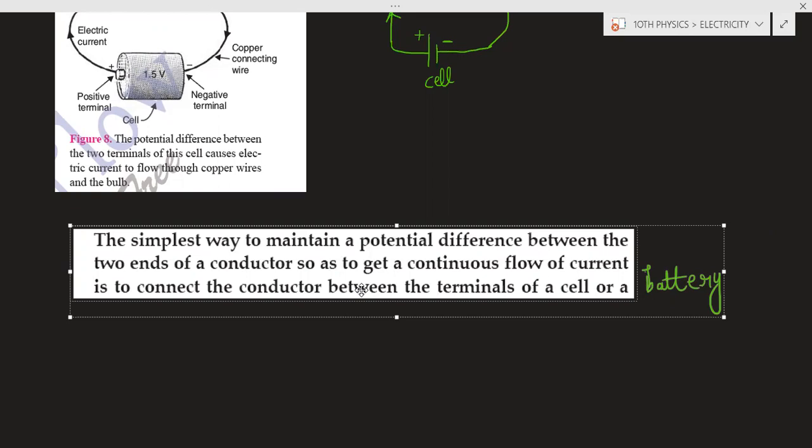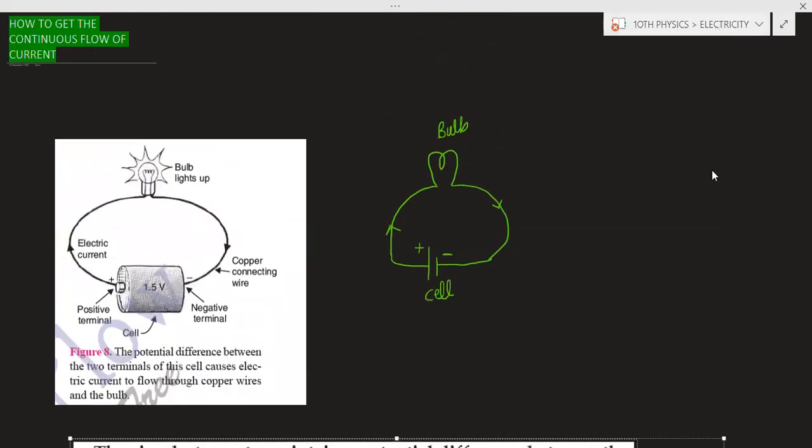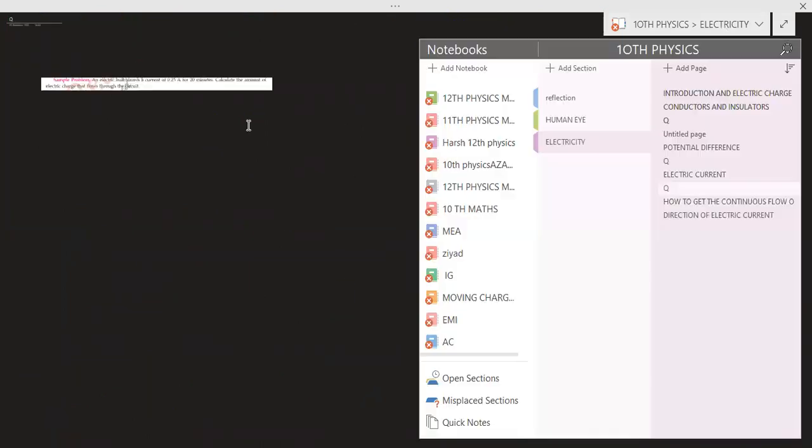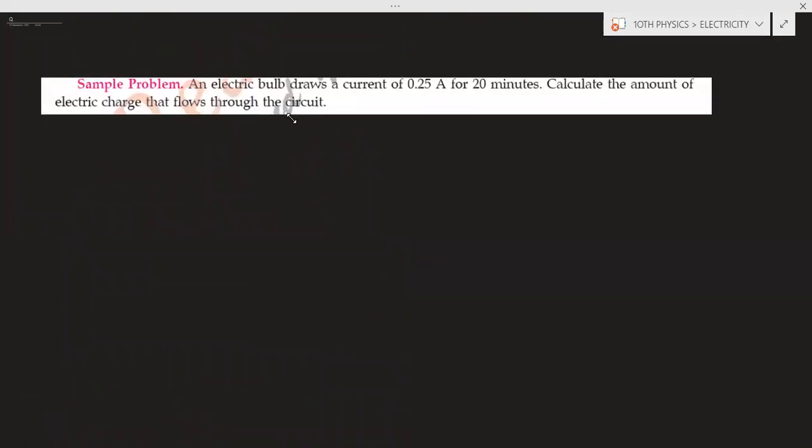Done, sir. Okay. So I discussed this formula: current is equal to charge divided by time. On this formula, we will discuss one numerical.